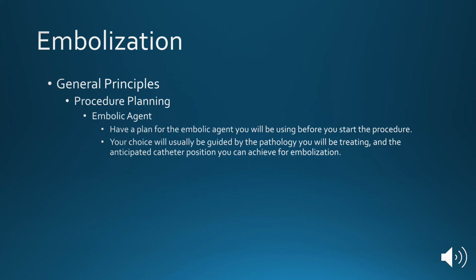Once we get past that evaluation, we have to start planning the procedure. First, we're going to think about the embolic agent that we want to use in the setting of a particular clinical indication. So it's important to have a plan for the agent that we're going to use before we start the procedure. And the choice is usually going to be guided by the pathology that we're treating, as well as the anticipated catheter position that we can achieve for the embolization.